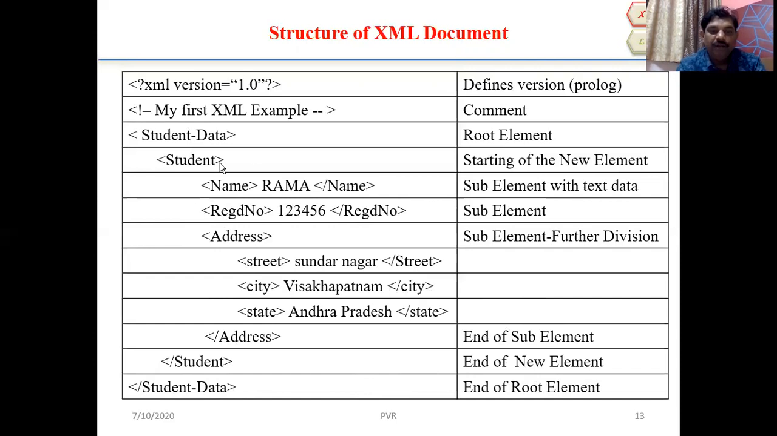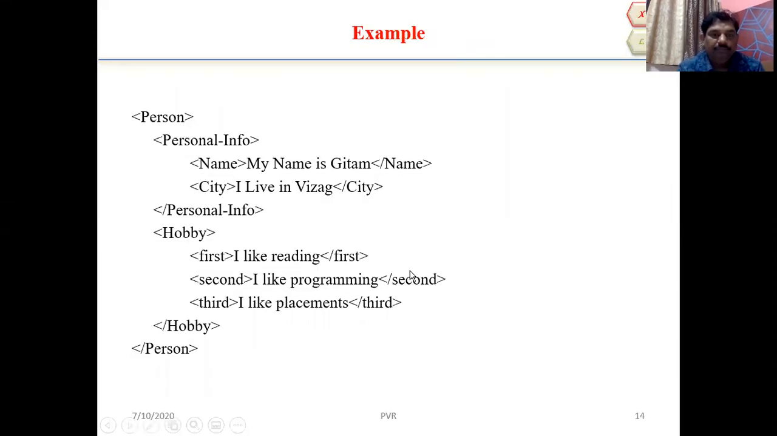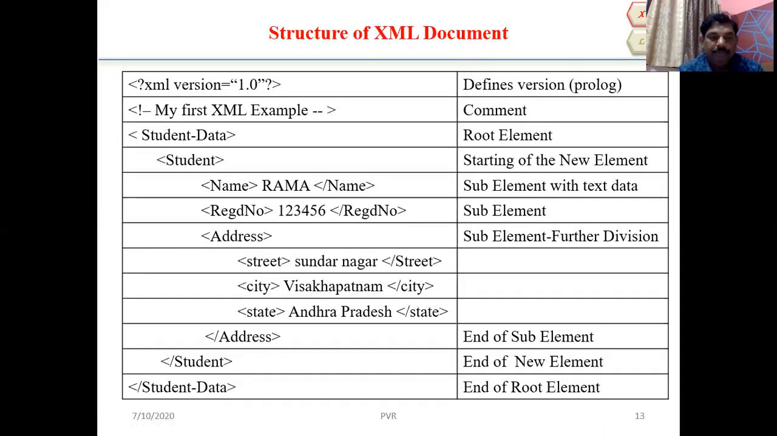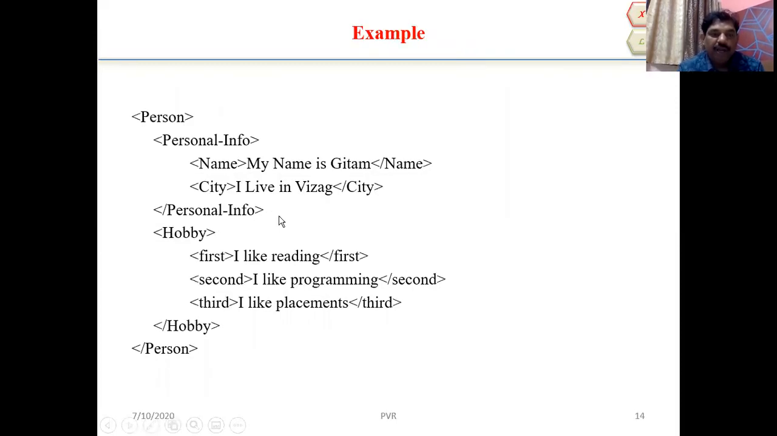If you run the program, it will show the output: Rama and roll number is 1, 2, 3, 4, 5, 6 and his address is Sundarnagar and Vishakhapatnam and Andhra Pradesh. This is the output. Then coming to another example.